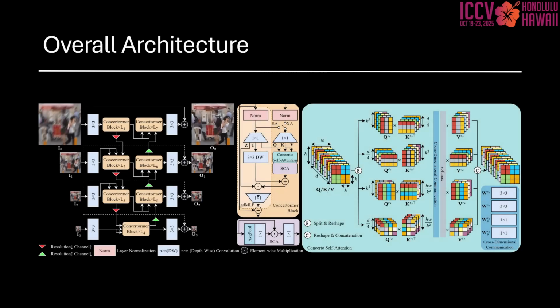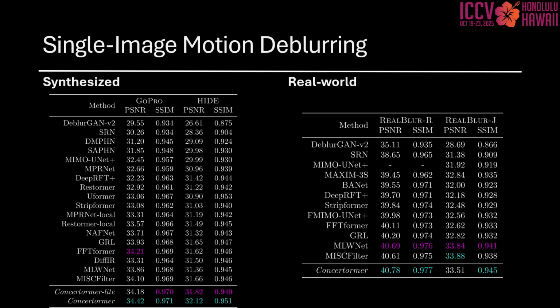Now, this is the overall architecture. We use a U-net as the backbone of our model and integrate our concerto self-attention within each block. This allows both global awareness and local refinement to work together throughout the entire network. Our approach performs favorably against state-of-the-art methods on both synthetic and real-world deblurring benchmarks. It achieves higher PSNR and SSIM scores, demonstrating its strong performance across various datasets.